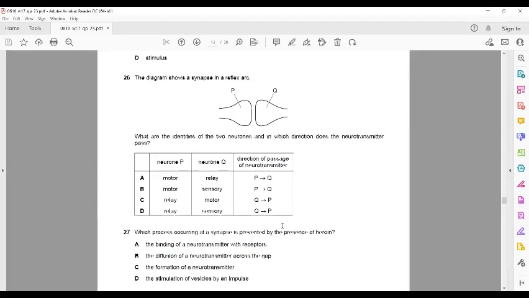Is it relay to motor? Oh, sorry, motor to relay or sensory to relay? Again, motor to relay is wrong. That's the same thing that happened there. So C is wrong, D is correct, and is the answer.